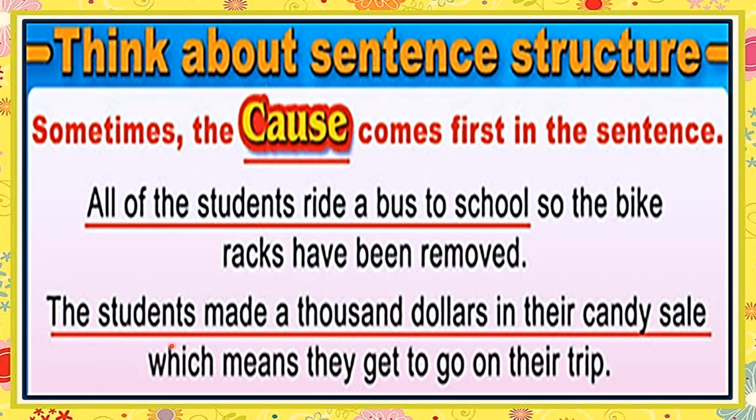And for sentence number 2, let's read again. The students made $1,000 in their candy sale. They get to go on their trip. So class, the cause is the students made $1,000 in their candy sale, and the effect, they get to go on their trip.